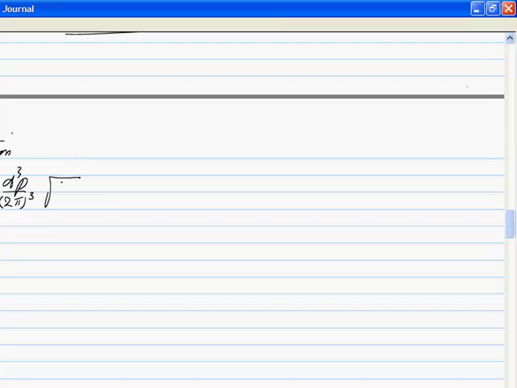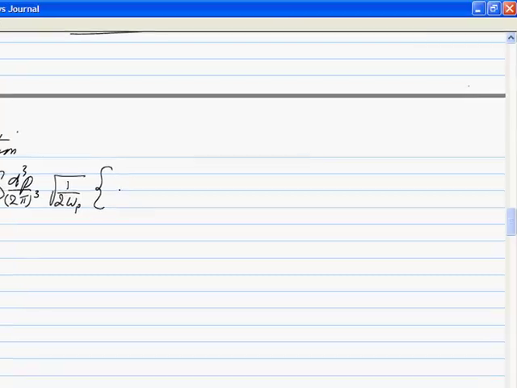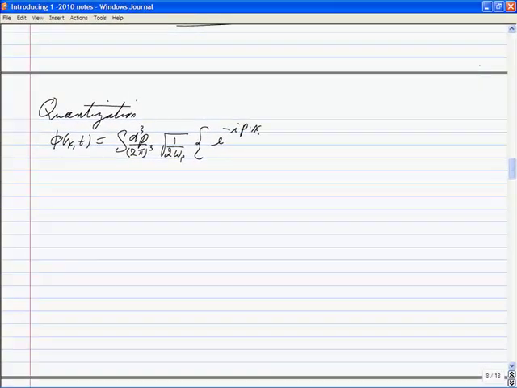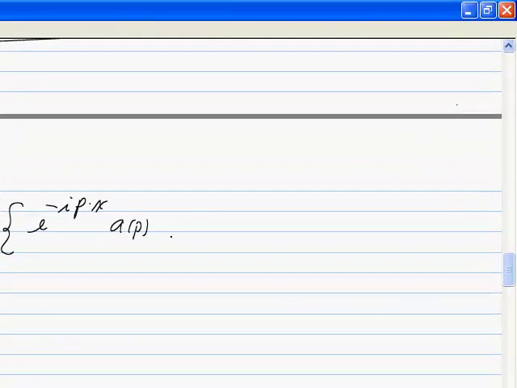There's a normalization factor, which is 1 over the square root of 2 omega p. And then there's e to the minus i p dot x a of p plus e to the plus i p dot x a dagger of p. Okay, so now we've cleaned things up. There used to be some h bars and c's in here, and there's p dot x over h bar.